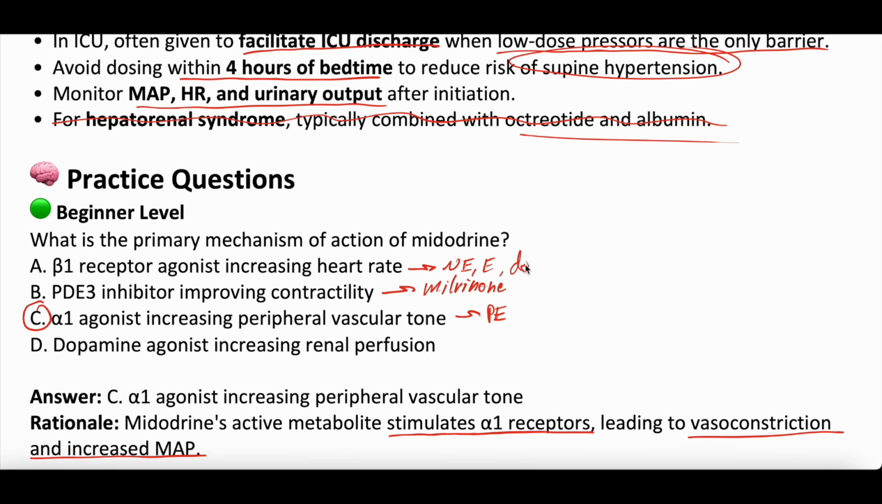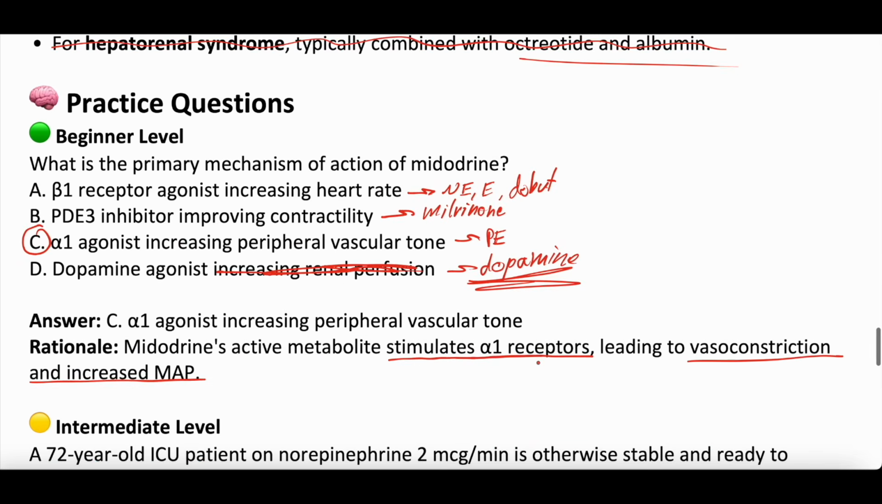Speaking of which, you should have put Dopamine up here as a beta-1 receptor agonist. And what about a dopamine agonist that increases renal perfusion, which isn't really even a real thing anymore? This would be dopamine, which we talked about in an episode, although dopamine is really not used much at all anymore.